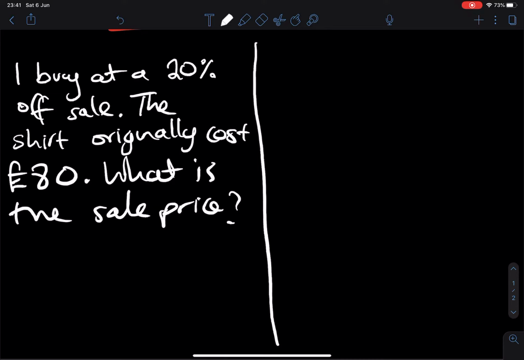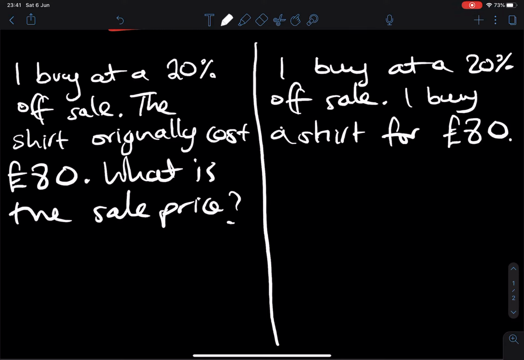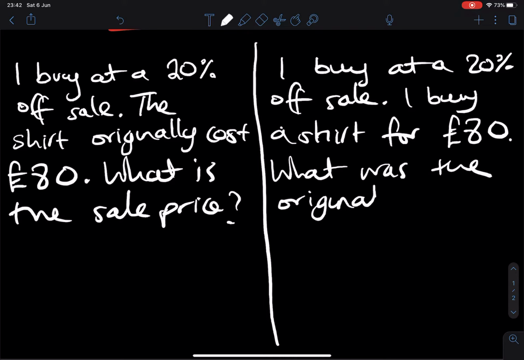And the other question would be, again, same thing. So I buy at a 20% off sale. I buy a shirt for £80. What was the original price?